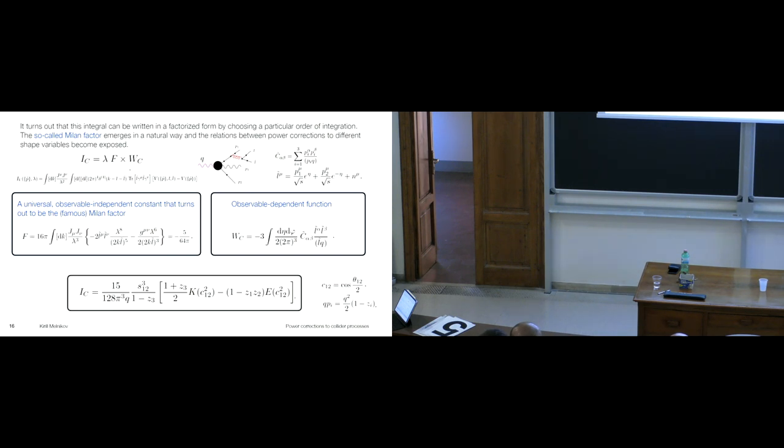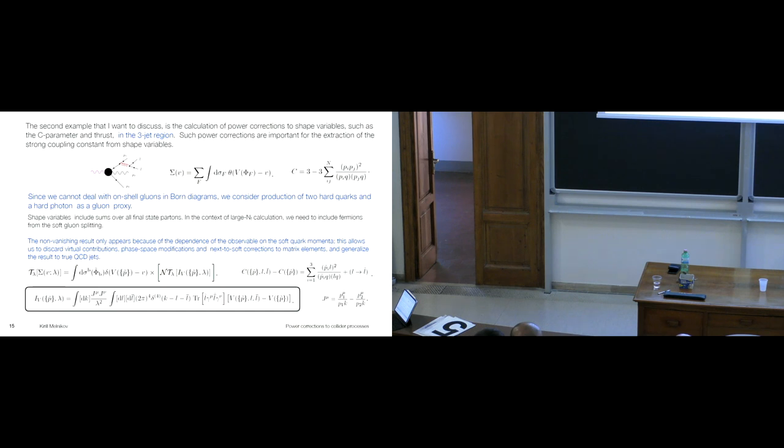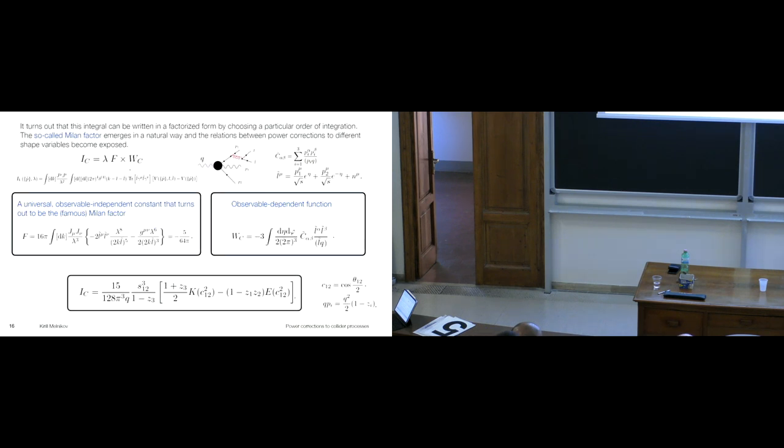For most of the shape variables that were studied, you need to multiply the result without decay to q qbar pair by a particular factor. So this factor looks like this. And if you go back to this formula, look at it for a while, and understand the right way to integrate it, which is not very natural, you will find a definition of this Milan factor that looks like this, and then there is an observable-dependent contribution. So there is always this relation: something that is related to the observable, then the proportionality coefficient that is universal for a large number of shape variables, and then the result of the calculation.